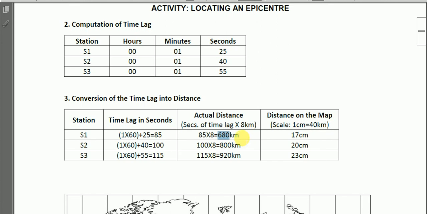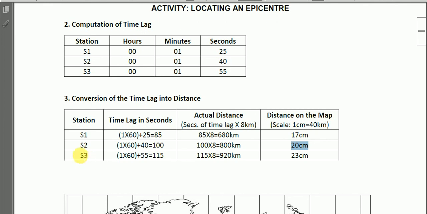Likewise for station 2, we have to convert the time lag into seconds. Here we have 1 minute, so 1 into 60 seconds plus 40 seconds becomes 100. Then 100 seconds into 8 kilometers gives 800 kilometers. Then divided by 40, it becomes 20 centimeters.